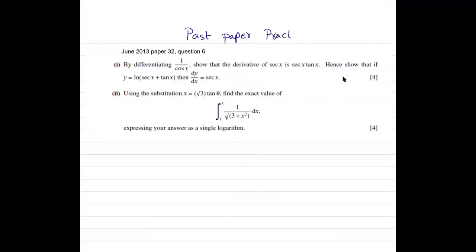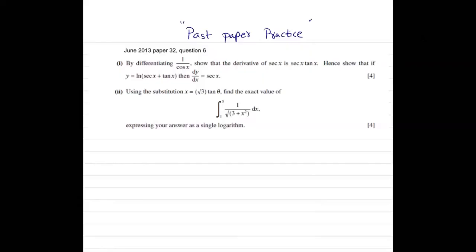Okay? Try out this question and then if you need my help, I'll help you out. So the first part says, by differentiating 1 upon cos x, show that the derivative of secant x is secant x tan x.